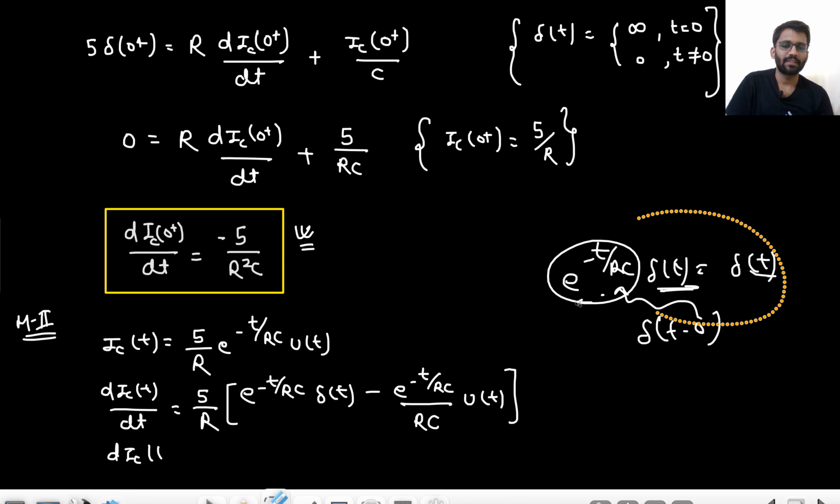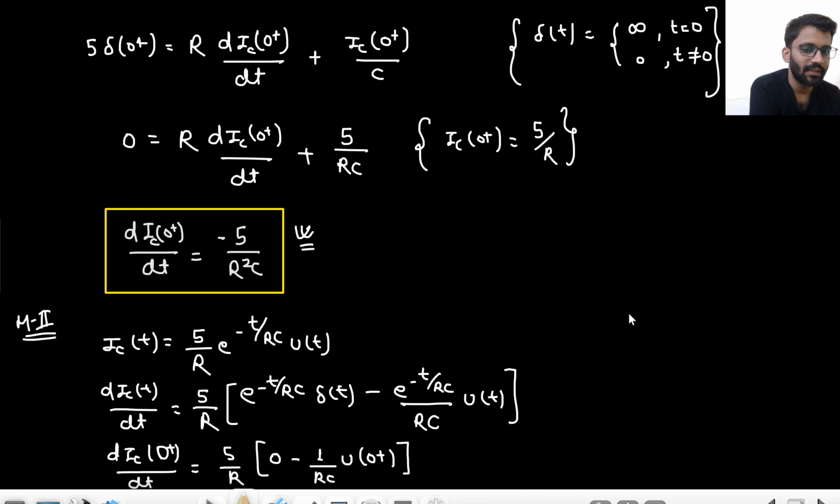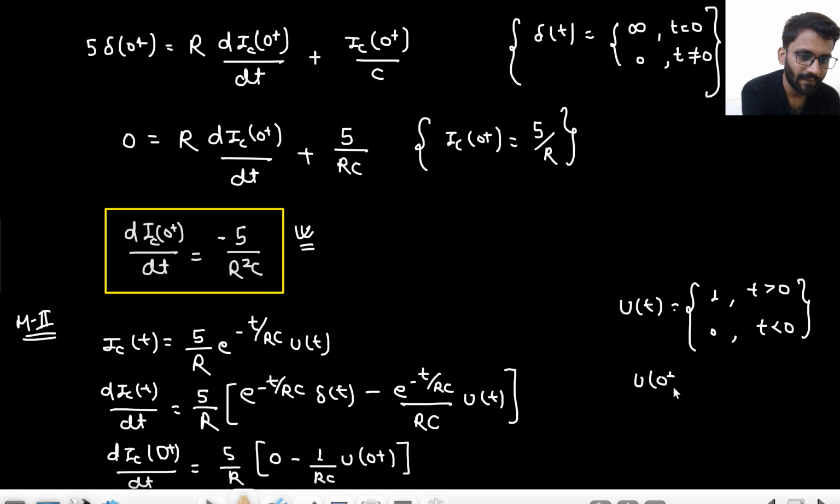So this complete function can be replaced with delta t only, right? And if you put t equals to 0 plus, this delta will go down to 0. At t equals to 0 plus, this will go down to 0. So putting t equals to 0 plus, the 5 by R term will go down to 0. This will be 1 by RC, and this will be u of 0 plus. What will be the value of u of 0 plus? What is u(t)? u(t) is 1 for t greater than 0 and 0 for t less than 0. U of 0 plus will be 1 only, right? And here delta of 0 plus would be 0 only, right?